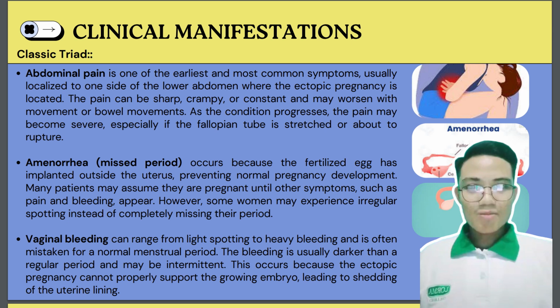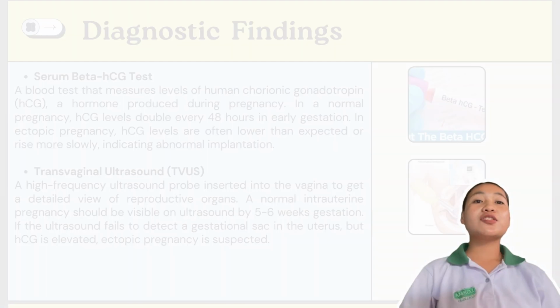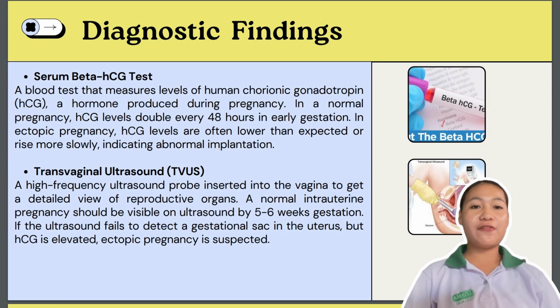Additionally, without proper implantation, the uterine lining is not adequately maintained, causing a portion of it to shed and appear as irregular spotting. In more severe cases, the bleeding may be due to a rupture, leading to internal hemorrhage and hypovolemic shock, which requires medical management. So let's proceed to the diagnostic findings.